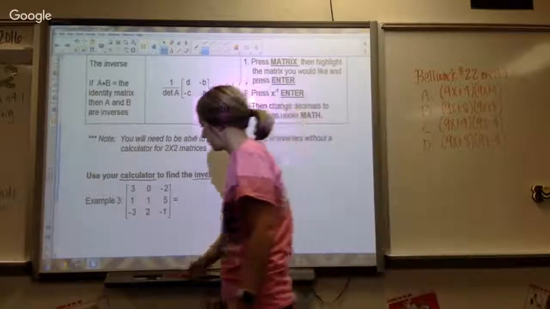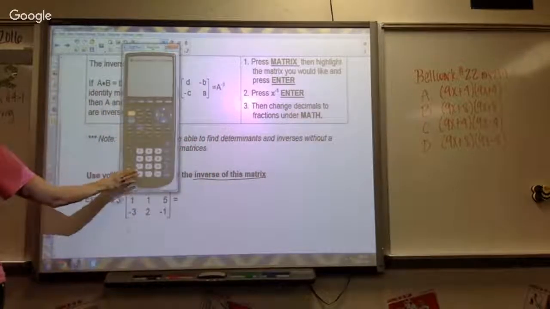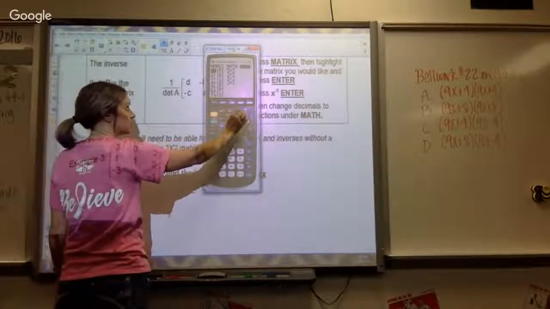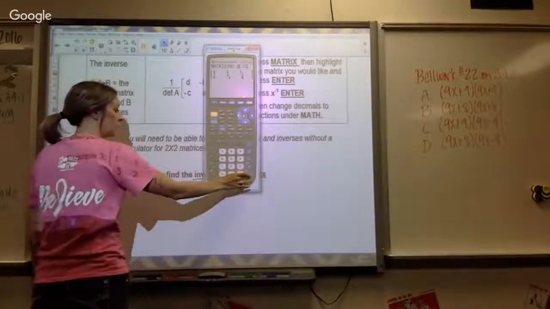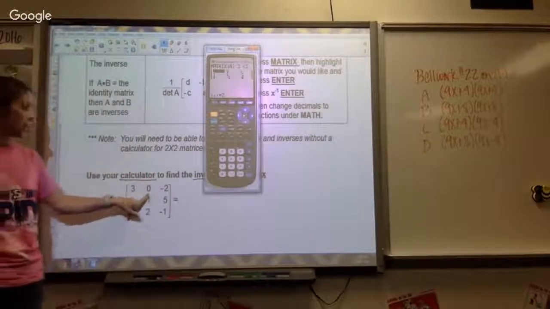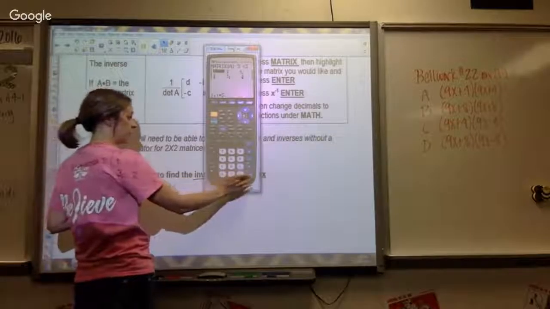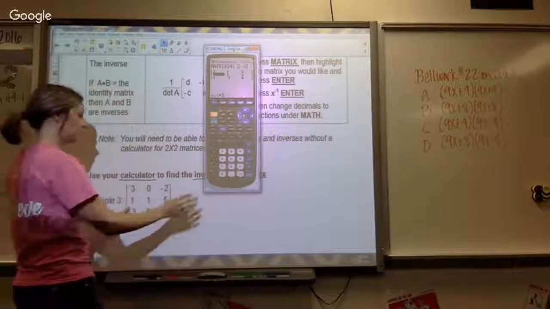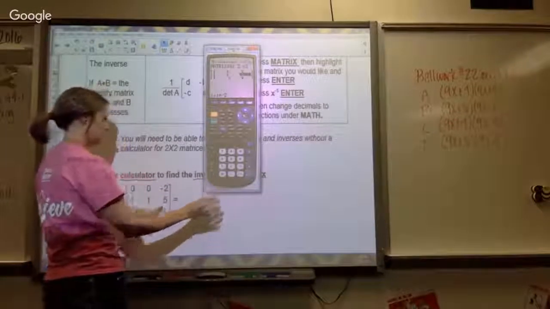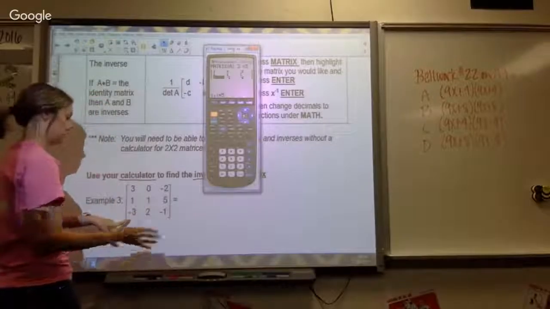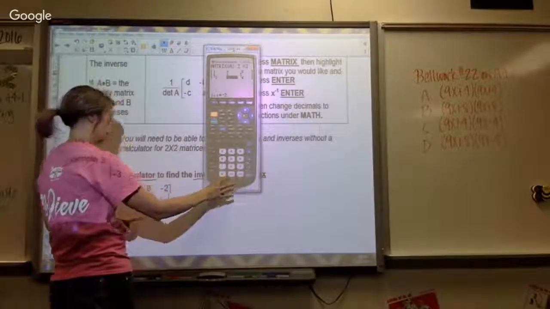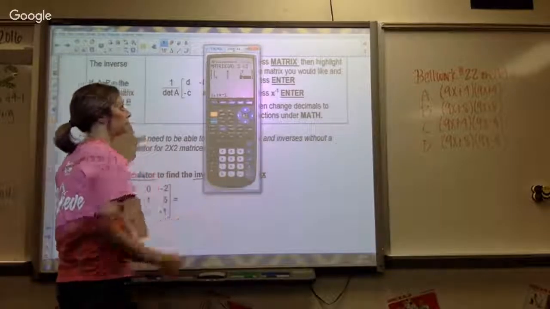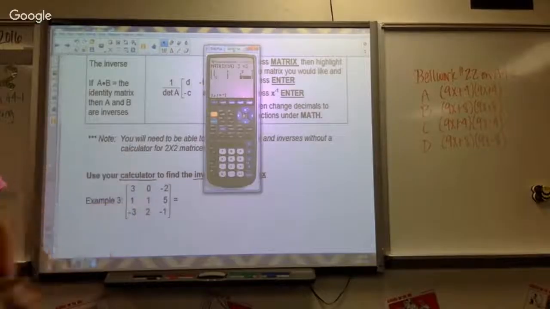You're going to first plug in your matrix. We went over that yesterday. So second matrix, we're going to go to edit. I'm just going to type it into matrix A. It's a 3x3. Make sure you're checking every element as you plug it in. 3, 0, -2, 1, 1, 5, -3, +2, and -1. Again, check your elements before you move on.